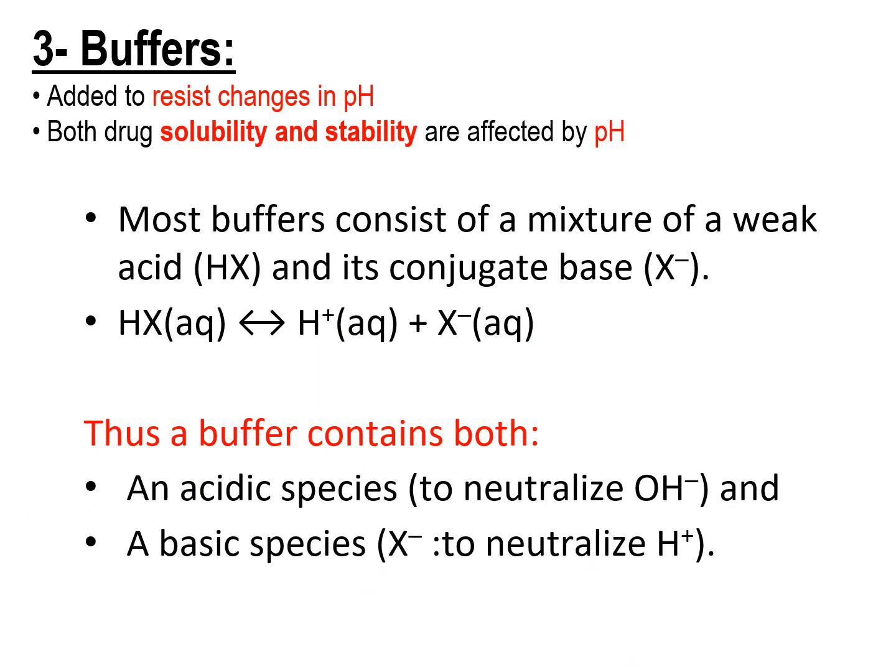Another excipient now we have is buffer. Buffer is added to resist change in pH, and you know from the previous slides that pH is very important for the drug solubility and the drug stability. Most buffers are made of weak acid and its conjugate base. Of course, it could be also weak base and its salt, but mostly it is weak acid and its salt. The salt here is called conjugate base.